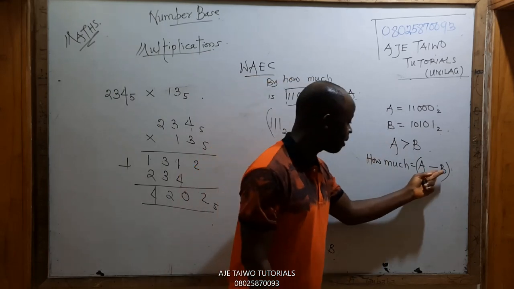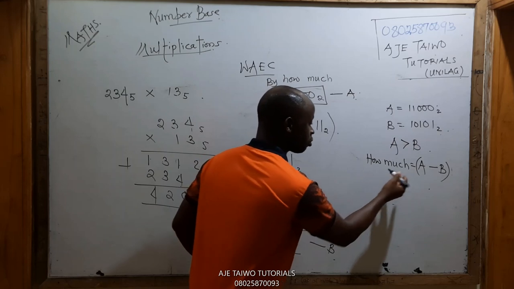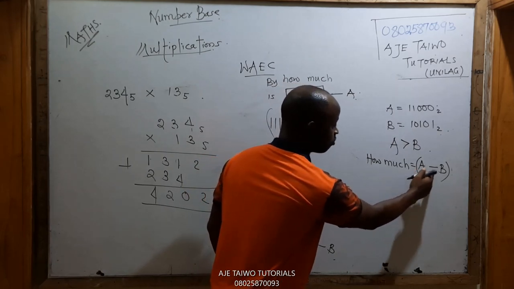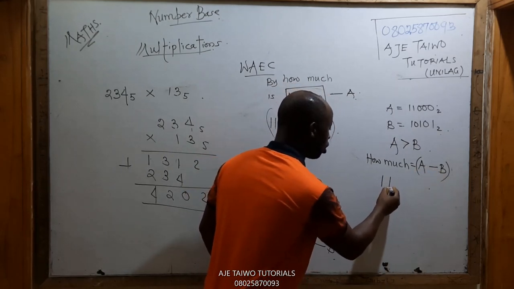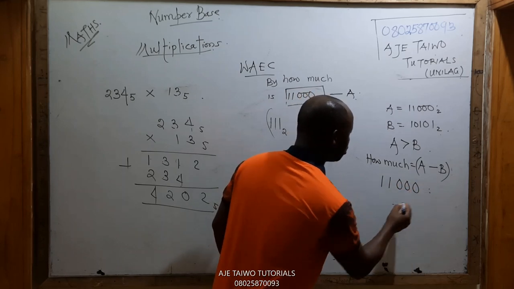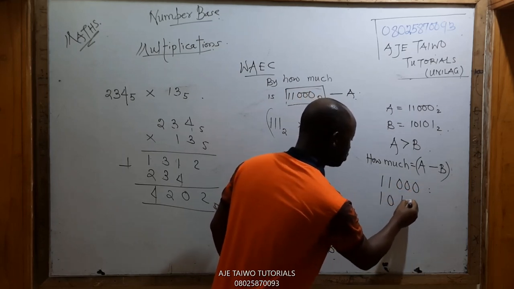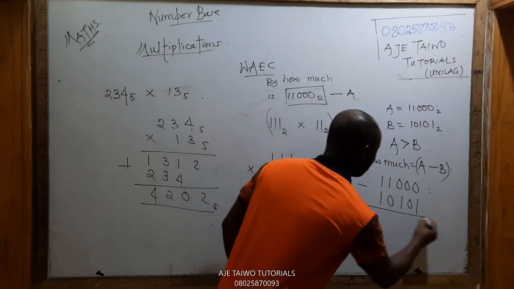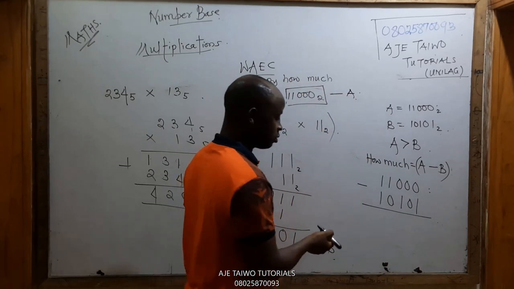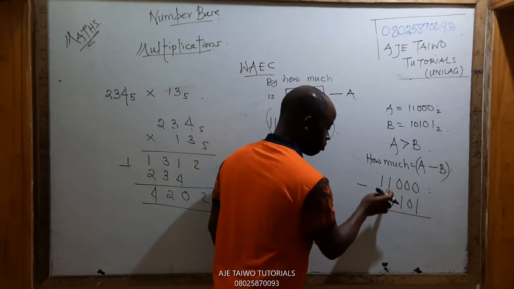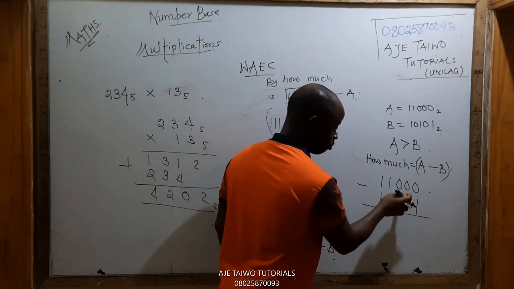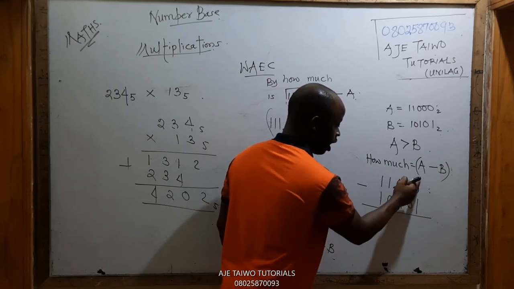So you have A minus B. To subtract, you put the bigger one and then the smaller one: 11000 minus 10101, to know how much greater. So let's go. 0 minus 1 is not possible. You have to borrow 1 from here to here, but you don't have anything to borrow.